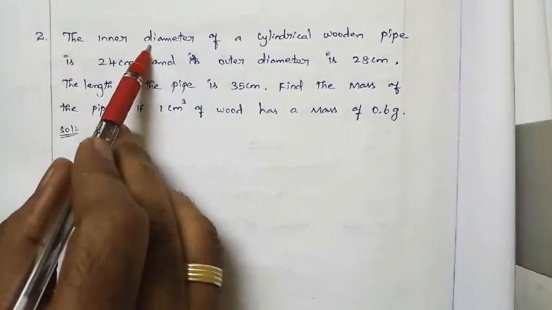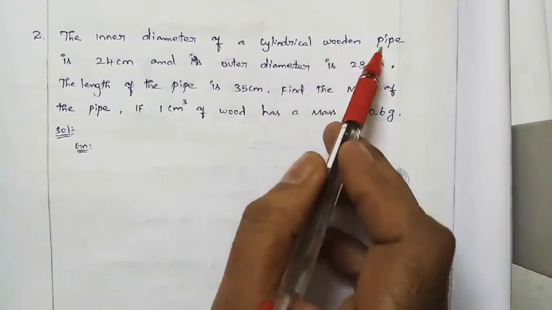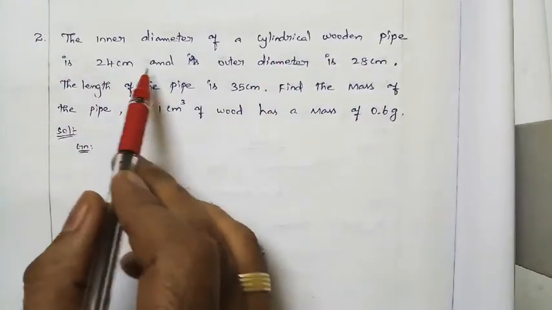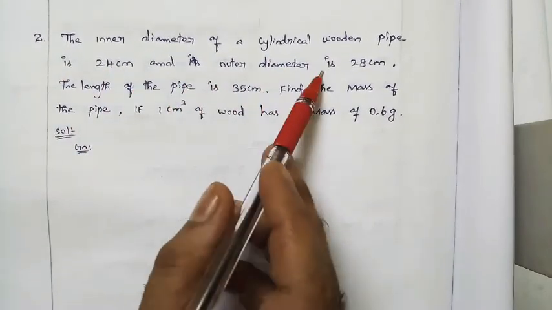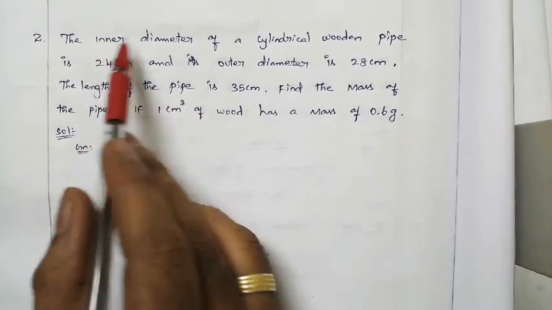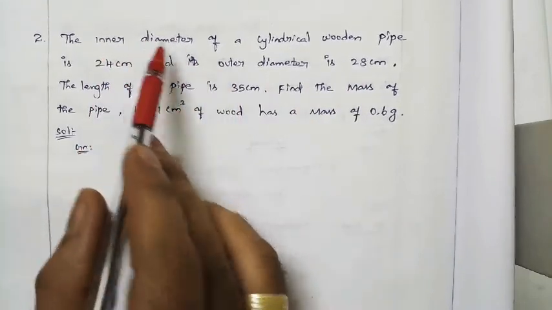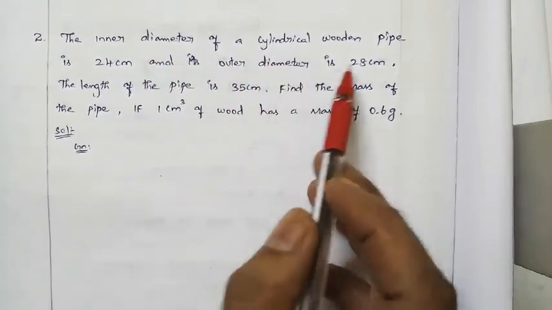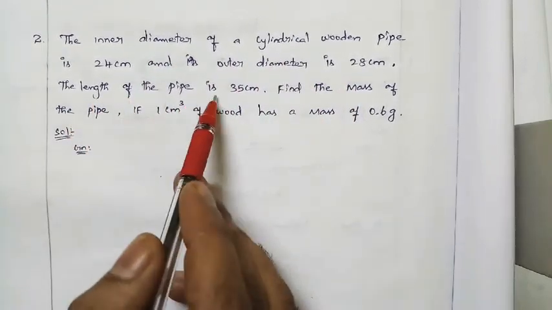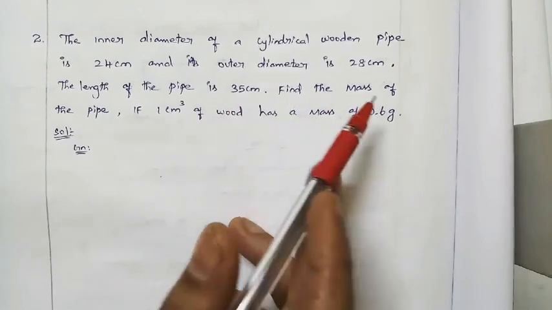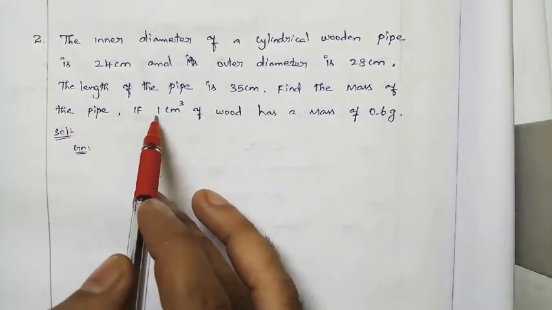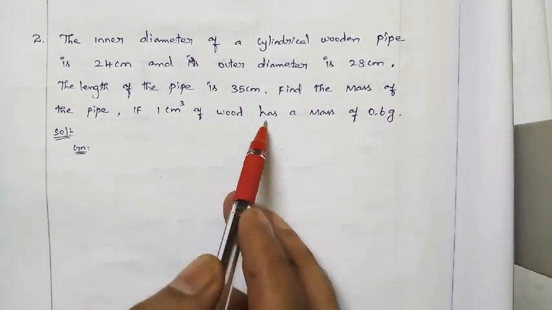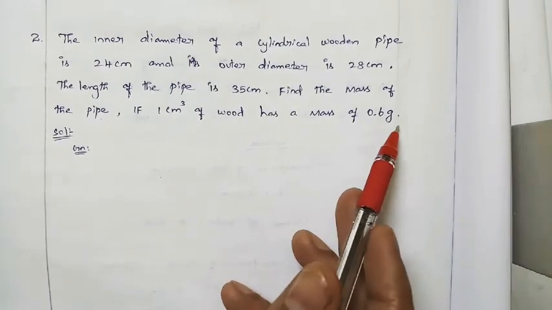The inner diameter of a cylindrical wooden pipe is 24 centimeter and its outer diameter is 28 centimeters, right? Inner diameter, outer diameter, inner, outer. So we are having two diameters. The length of the pipe is 35 centimeter. Find the mass of the pipe if 1 centimeter cube of wood has a mass of 0.6 gram, right?